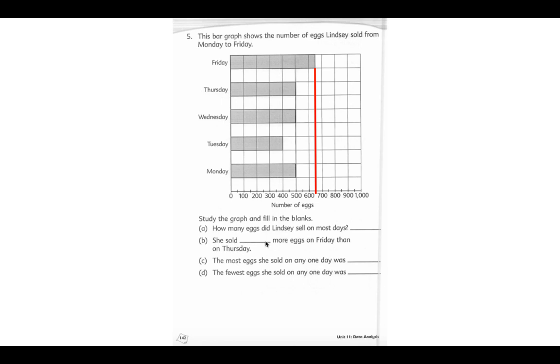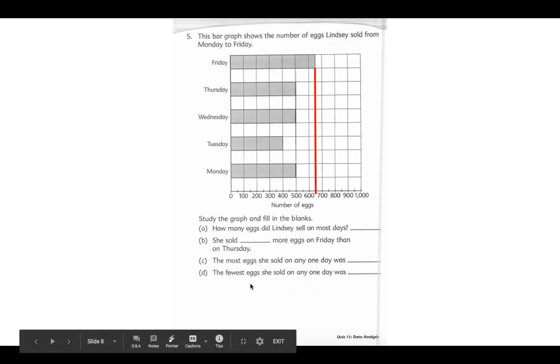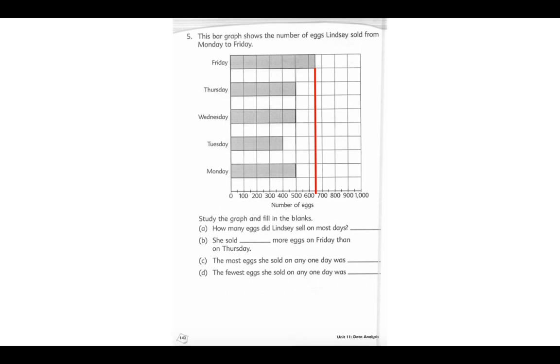She sold how many more eggs on Friday than Thursday? So look at this. You're going to compare Friday to Thursday. Think about it like a bar model. What's the difference between the two? The most eggs she sold on any one day is, so you're going to find the longest bar. And the fewest eggs she sold on one day was, you're going to find the shortest bar.